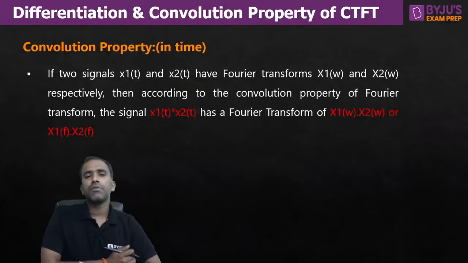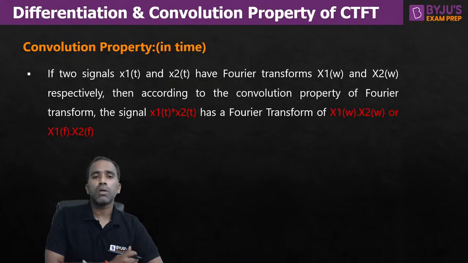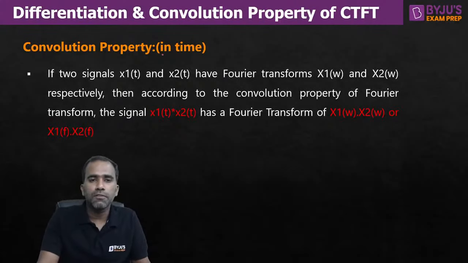Next, we talk about the convolution property here. Convolution can happen in time domain or in frequency domain. So we're talking about what happens if convolution is happening in time domain. There are two signals x1 of t and x2 of t which have Fourier transforms x1 of omega and x2 of omega. The second signal x2 of t has a Fourier transform of x2 of omega.